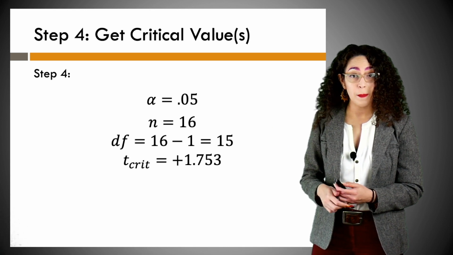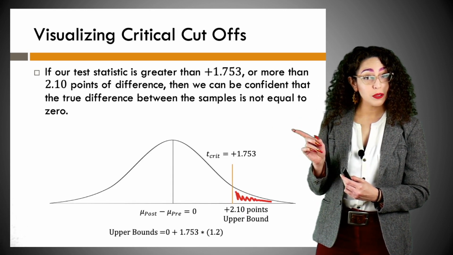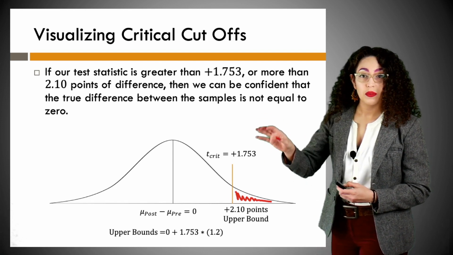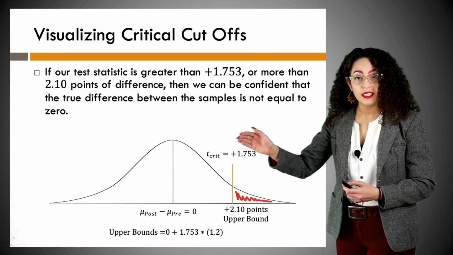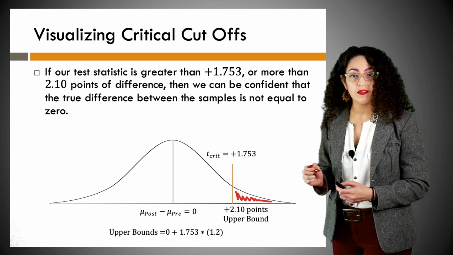How do you know it's positive? Because you drew the picture, right? You are supposed to be drawing that picture. So if we were to visualize this, we can see that right here is a right side test. We have our positive 1.753.